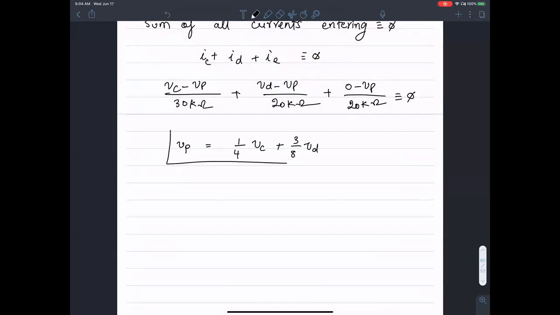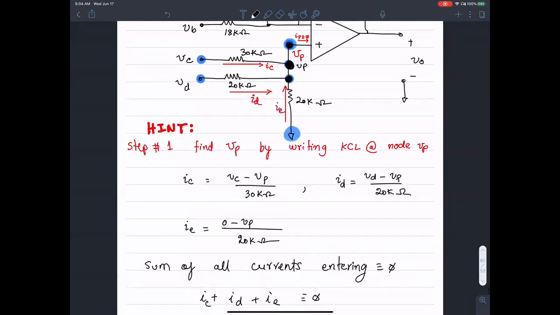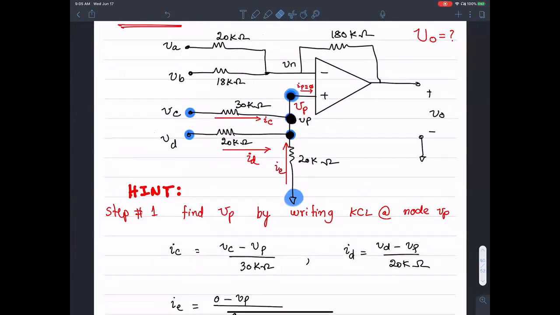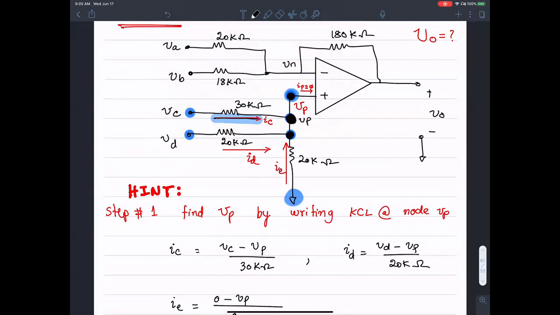Professor, just one small question. For the KCL, wouldn't IC, ID, and IE all be negative because they're going towards the VP? So shouldn't the equation be flipped, making it VP minus VC over 30 kilo ohms? Sure. The reason I chose this direction is that when the current is going from left to right, I express it as the voltage on the left minus the voltage on the right, divided by 30 kilo ohms.